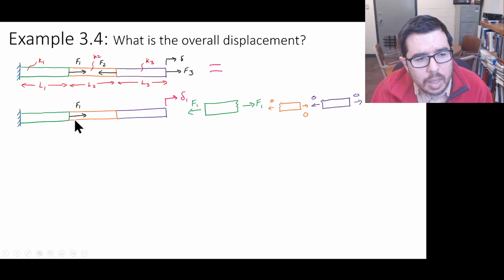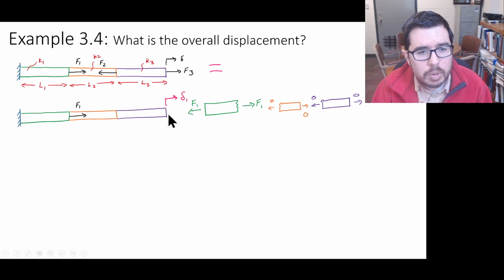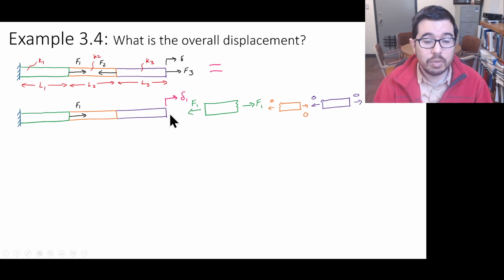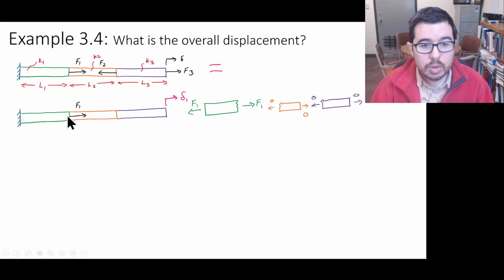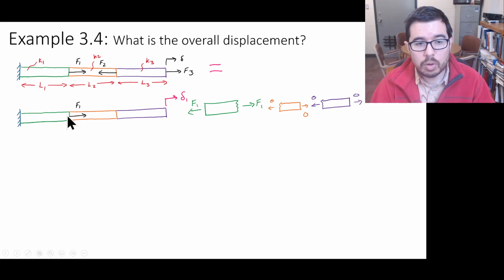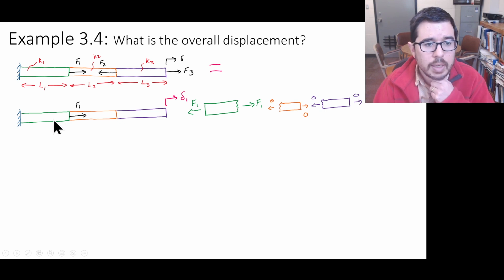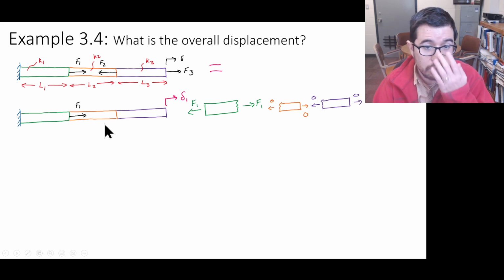So this orange and this purple region are essentially just along for the ride. There's no tensile or compressive forces in them. They do displace, but the displacement is due to the internal force in this member on the left. This is kind of an important and subtle point. The cut I take here or here or here, they're all the same in terms of the internal force.